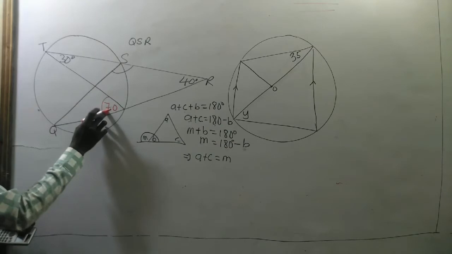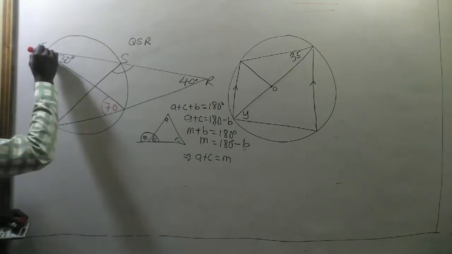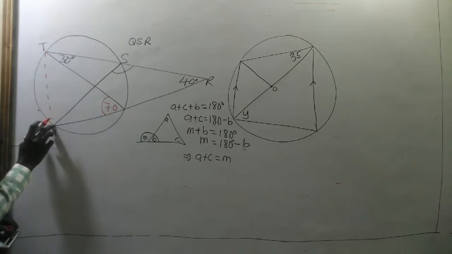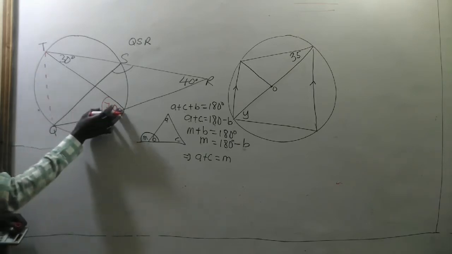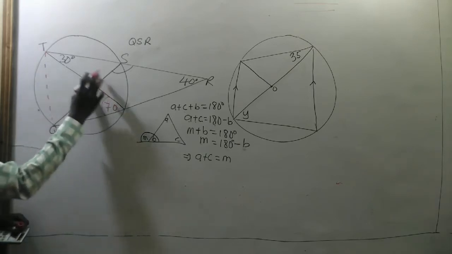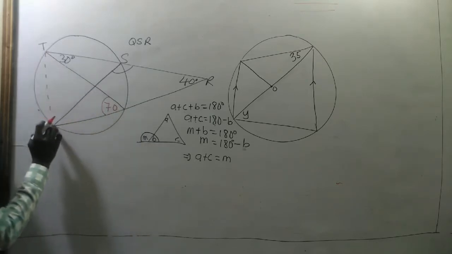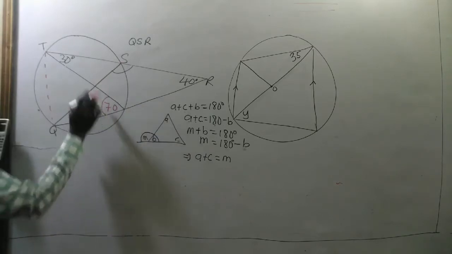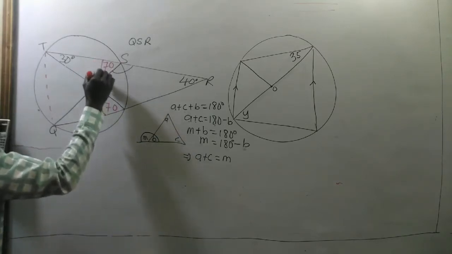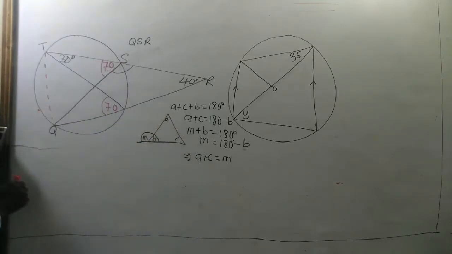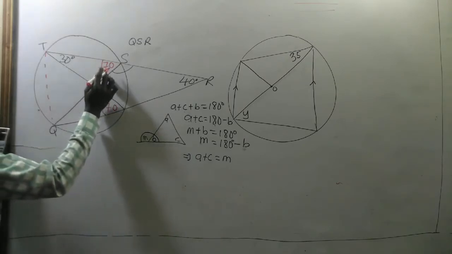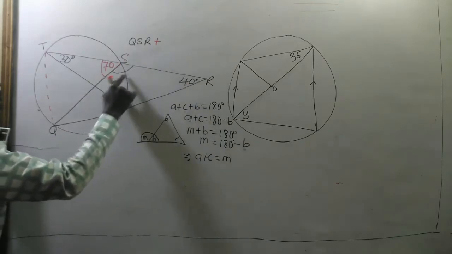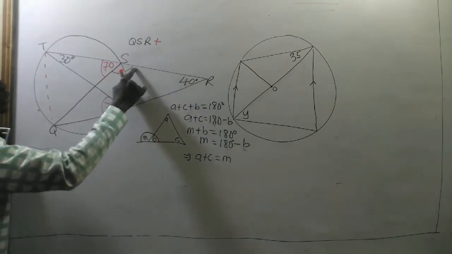Now, for this angle, you can join T to Q to get chord TQ. And see that this chord subtends this angle at the circumference, and it also subtends this angle at the circumference. So if here is 70, the angle here is also 70. And we are done because 70 plus QSR will give us 180. That is angles on a straight line.